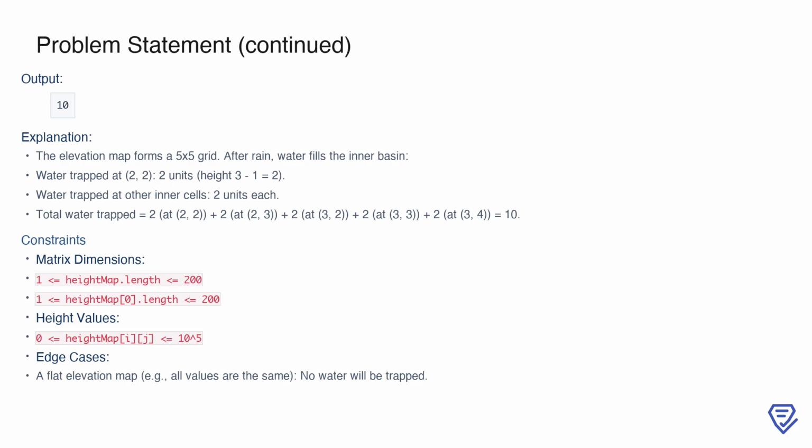For example, at cell (2, 2), 2 units of water are trapped because the surrounding height is 3, and the cell's height is 1. Similarly, other inner cells trap 2 units of water each. When we calculate the total, the inner basin traps 10 units of water altogether. This example shows how the algorithm must consider all low-lying areas and calculate the trapped water accurately while taking the surrounding heights into account. Now, let's look at some additional constraints and edge cases to keep in mind.